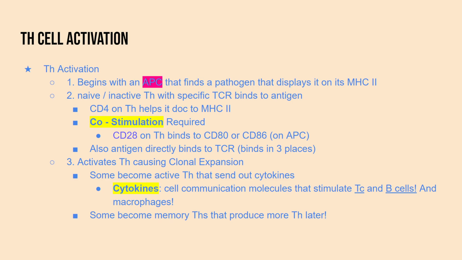And then CD28 on the helper T cell binds to CD80 or CD86 on the antigen presenting cell, which is the cell with MHC2 on it. And then again, the third binding site is when the antigen directly binds to the receptor. And then again, we're going to have clonal expansion of the helper T cells, and then some send out cytokines, and the cytokines stimulate both the cytotoxic T cells and B cells, so it stimulates both the cellular and humoral response. And the cytokines also stimulate macrophages. And then again, some memory helper T cells, so they're ready if the pathogen is reintroduced into the body.